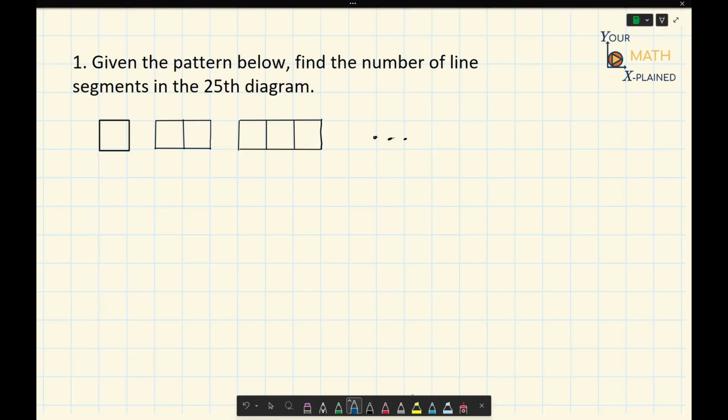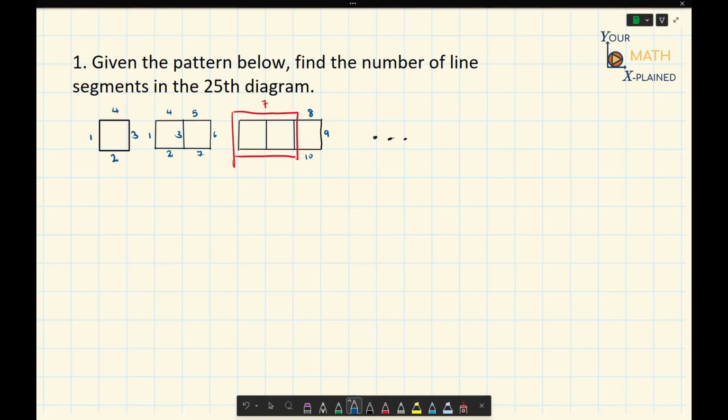For this example, we're asked to find the number of line segments in the 25th diagram. So for the first diagram, we have 1, 2, 3, 4 segments. And for the second diagram, we can think of it as we have our original 1, 2, 3, 4, and then we add 3 more segments. That would be 5, 6, 7. And then for the third diagram, we start with the second diagram, which is right over here. So that would be 7 segments. And then again, we would add 3 more. So that would be 8, 9, 10.